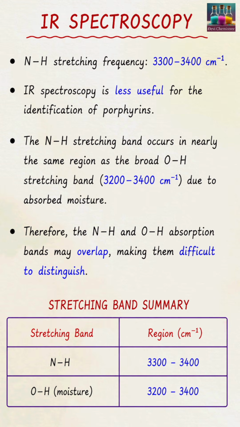The NH stretching band occurs very close to the OH stretching band, and as a result, the NH and the OH absorption bands often overlap with each other, making it very difficult to distinguish between them. Therefore, IR spectroscopy alone cannot be used for the identification of porphyrins, but other spectroscopic techniques like UV-visible spectroscopy and NMR spectroscopy are generally preferred.